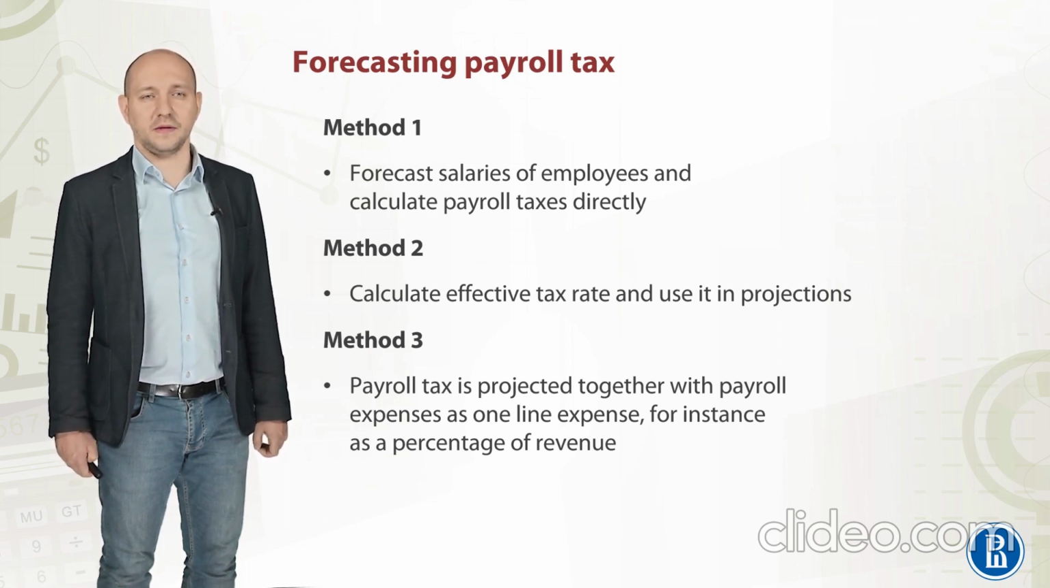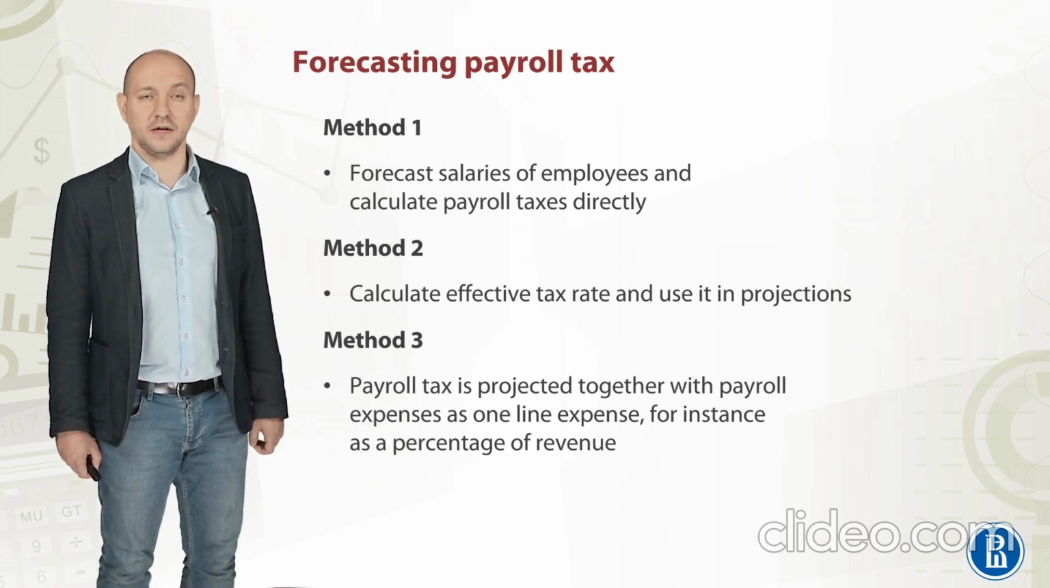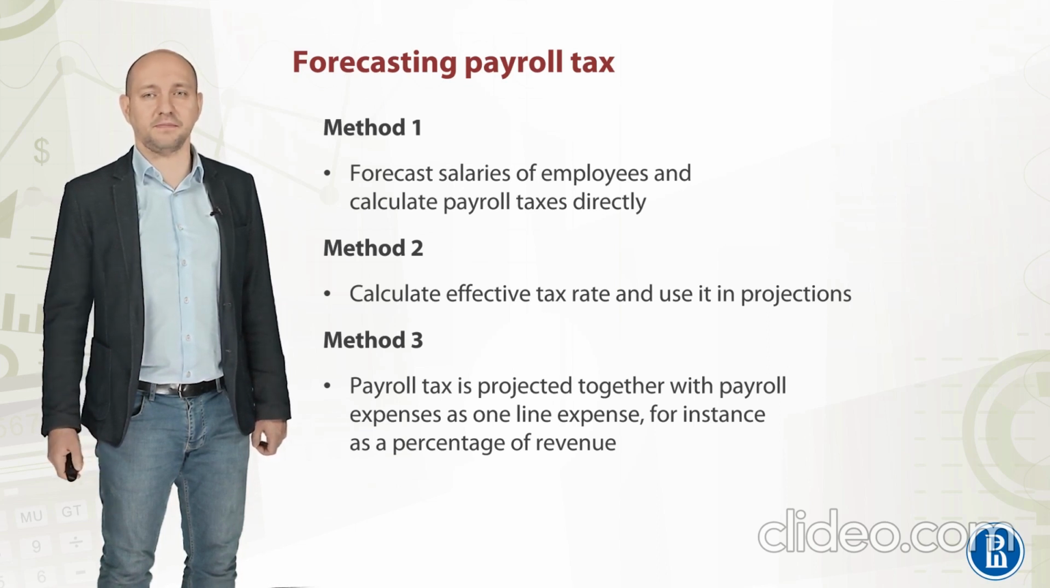The first one is the detailed method. You forecast salaries of each employee and calculate payroll taxes directly. So you need to make a schedule with the whole list of employees the company has, and then you need to forecast it in the future. And on the basis of this list and their salaries, you forecast potential payroll taxes and other payments to the budget in the model. So it's really the detailed method.